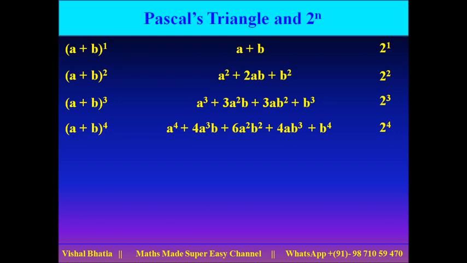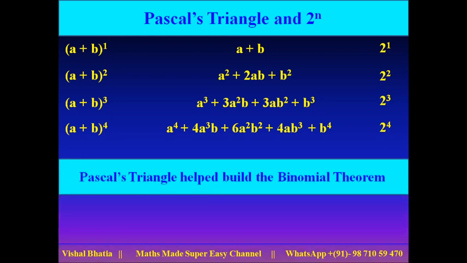Finally, coming to the last row, the coefficients are 1, 4, 6, 4, 1. And if you notice, they're all palindromic. I can read them forwards and backwards and they're the same. So 1 plus 4 is 5, 5 plus 6 is 11, 11 plus 4 is 15, and 15 plus 1 is 16, which is the same as 2 to the power of 4. It was this Pascal's triangle which helped build the binomial theorem.